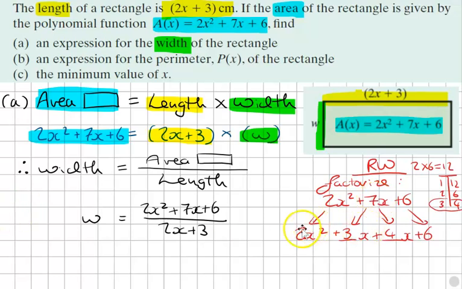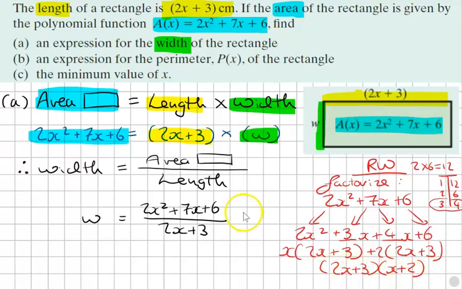Then I'm going to factorize the first two terms. Factorizing 2x squared plus 3x gives me x times 2x plus 3. And then factorizing the last two terms, I get 2 times 2x plus 3. And I notice that I have the same thing in both sets of brackets, 2x plus 3, multiplied by x plus 2. So here we have our factorized area.